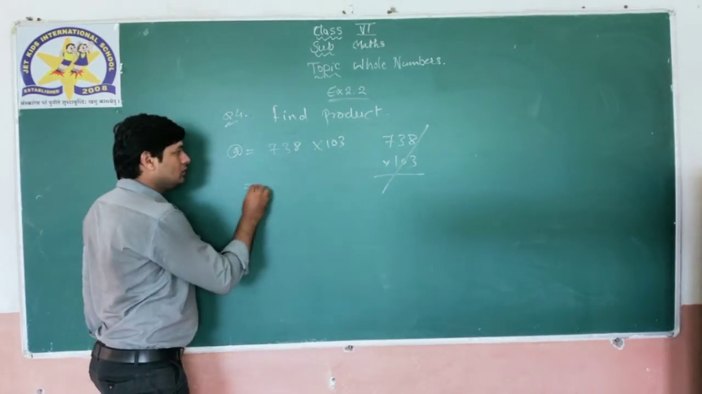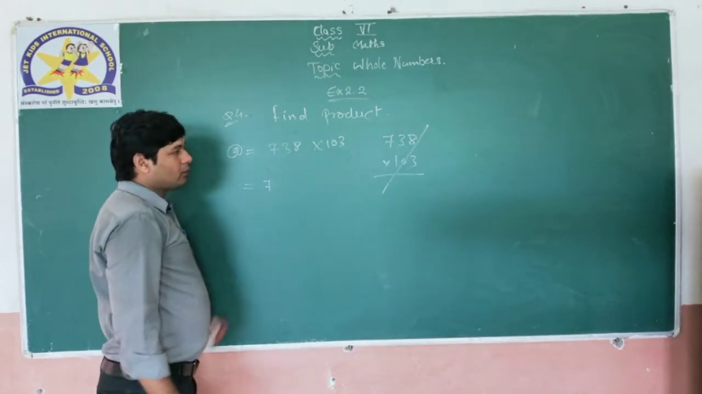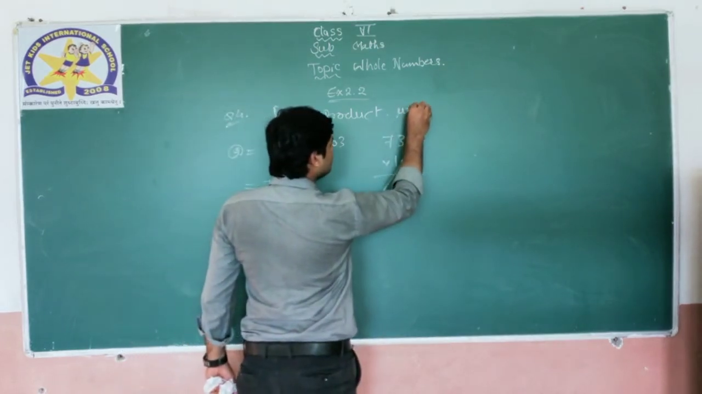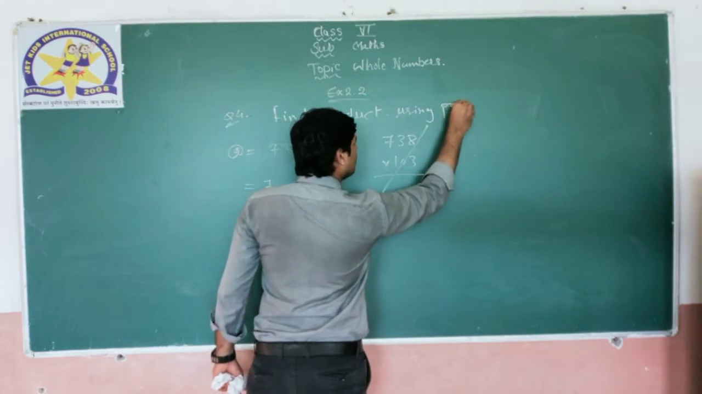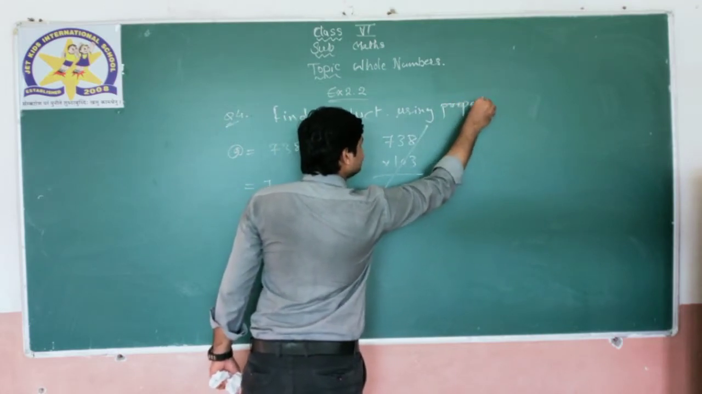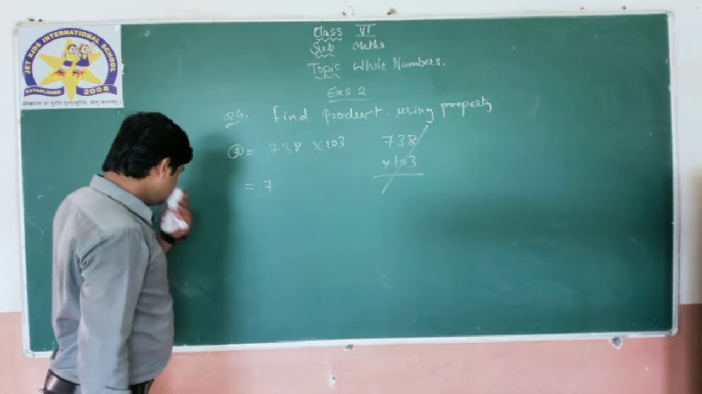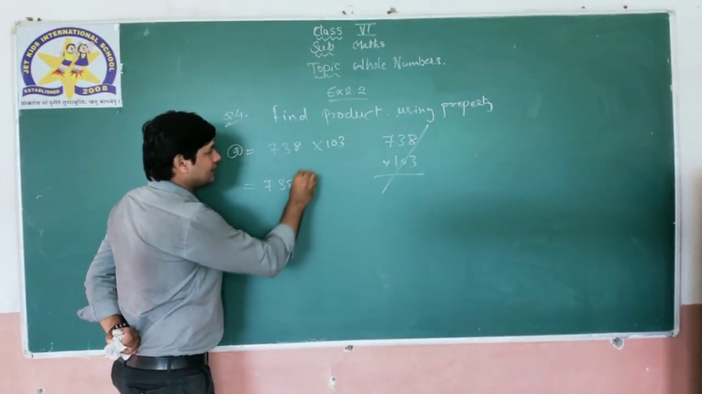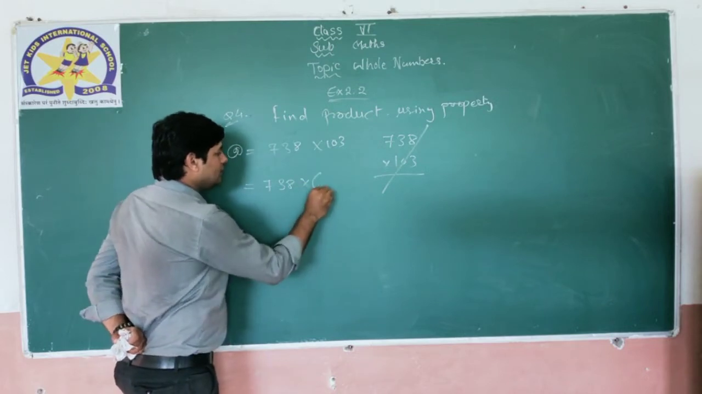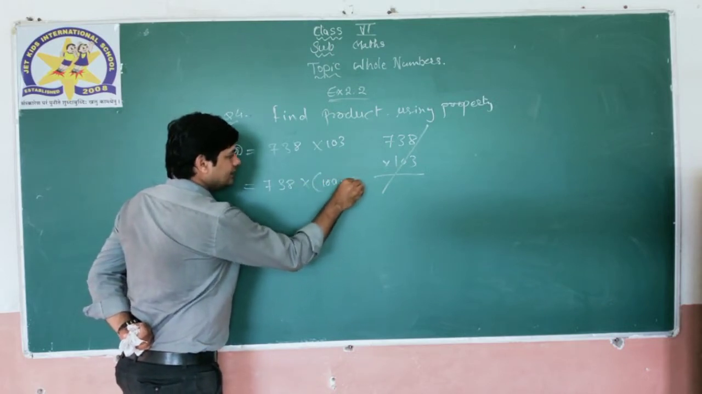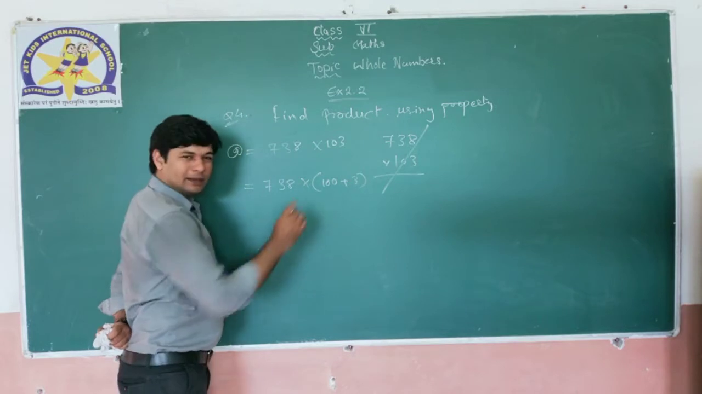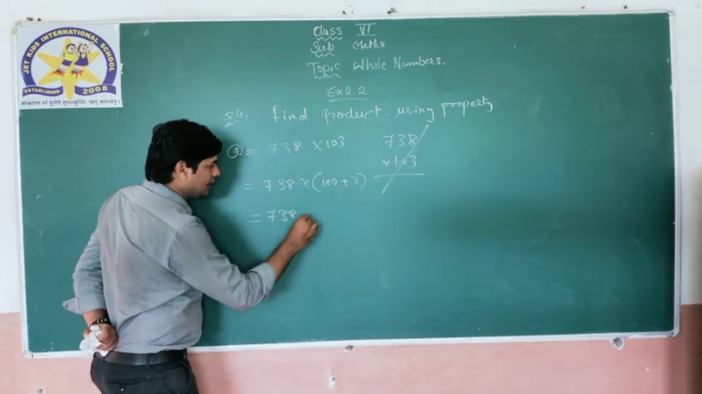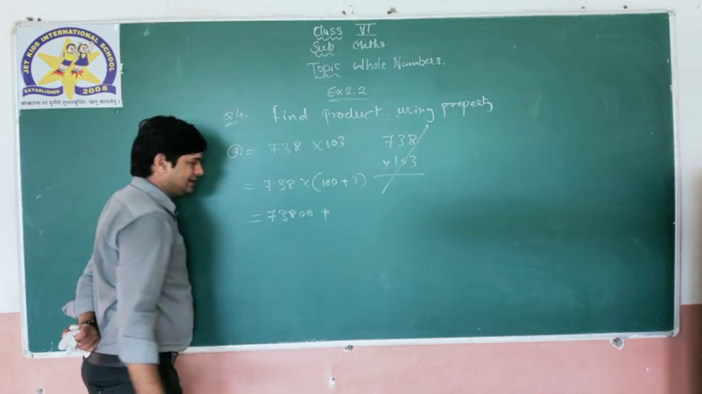So what you have to do? You have to do it using property. Find the product using a suitable property. The suitable property I am going to use here is the distributive property. So I can write 100 plus 3, because it will be easy to multiply with 100. So 738 multiplied by 100 is 73,800. Just add the zeros, that's it.